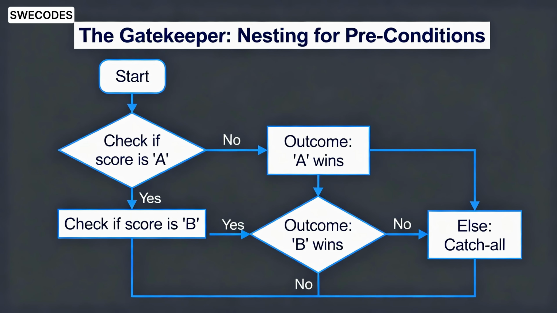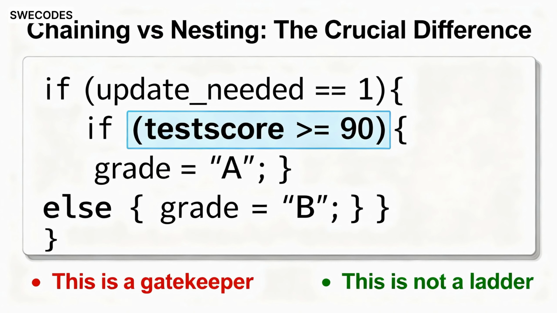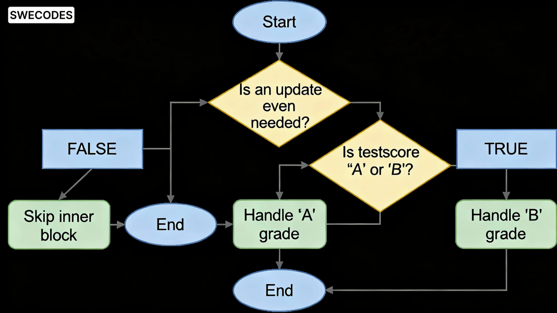Now, this is what separates a novice from an expert, understanding the crucial difference between chaining and nesting. If update_needed equals 1, if test score greater than or equal to 90, grade equals A, else grade equals B. This is not a ladder. This is a gatekeeper. The outer if statement asks a primary question. Is an update even needed?